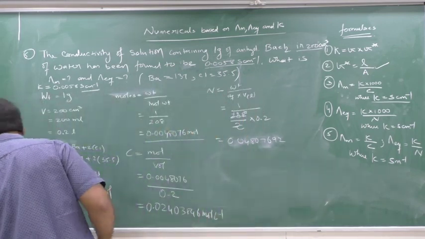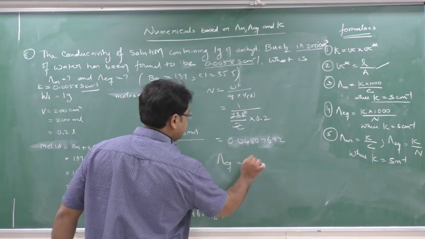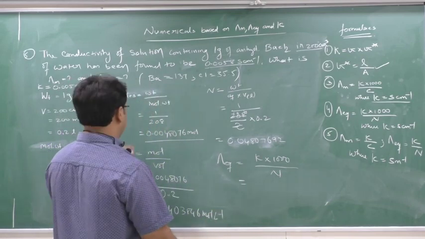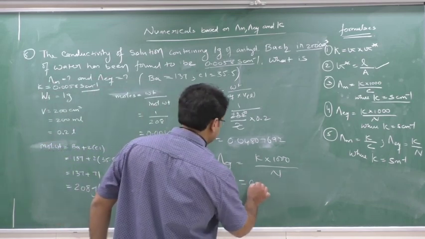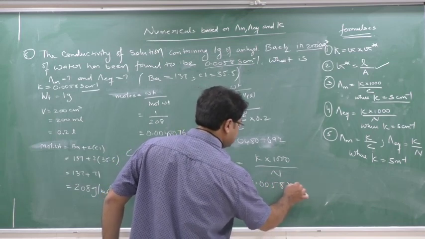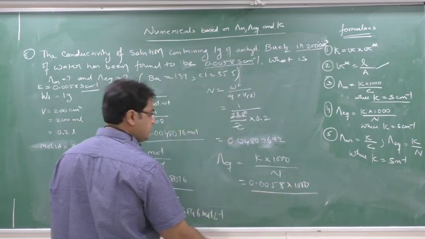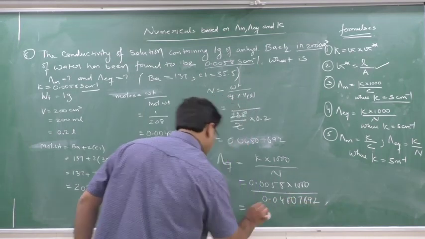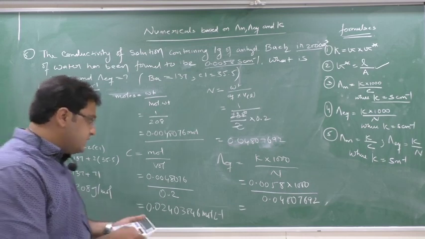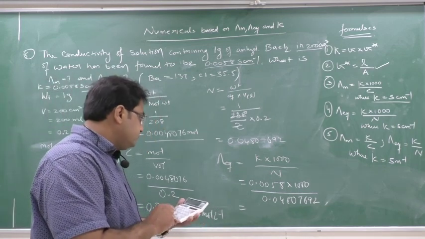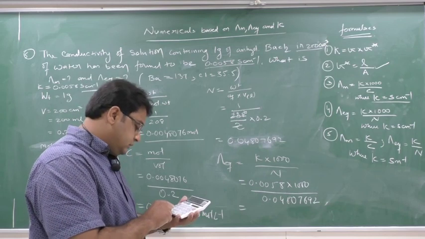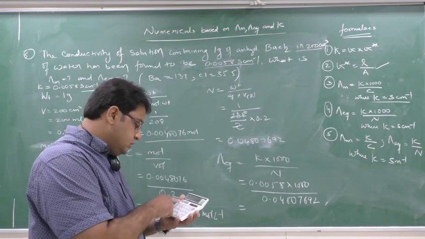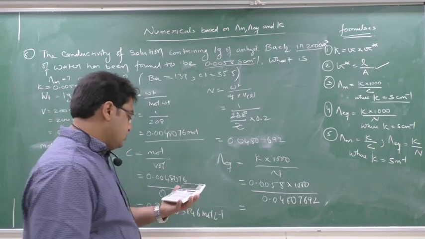Now we will calculate lambda EQ. Lambda EQ means nothing but k into 1000 upon n. So what is the value of k? K I have, that is 0.0058 into 1000 upon normality. How much is normality? 0.04807692. Clear? And if you calculate this, 0.0058 into 1000 divided by 0.04807692.